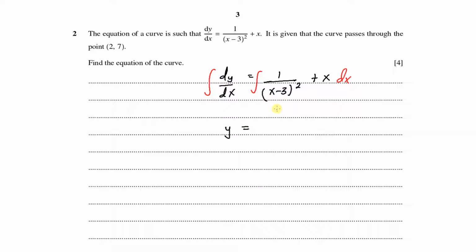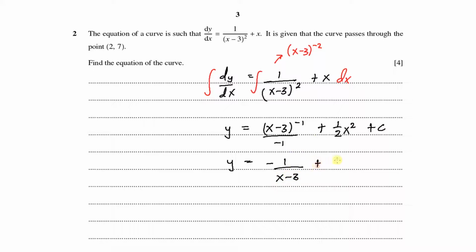And on the right side, if we integrate 1 over x minus 3 to the power of 2, which is the same as x minus 3 to the power of minus 2, we are going to get x minus 3 to the power of minus 2 plus 1, that's minus 1, all over minus 1. And if we integrate x, we're going to get half x squared, and that's going to be plus c. So this can simplify to, since we have a minus here, a minus 1 here, that's minus, and x minus 3 to the power of minus 1 is like 1 over x minus 3.